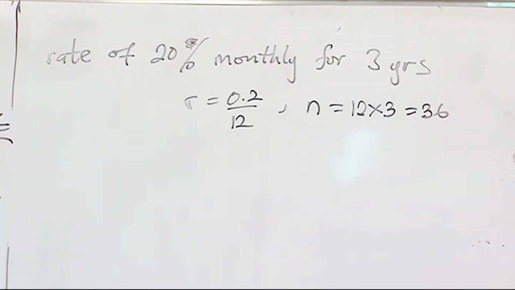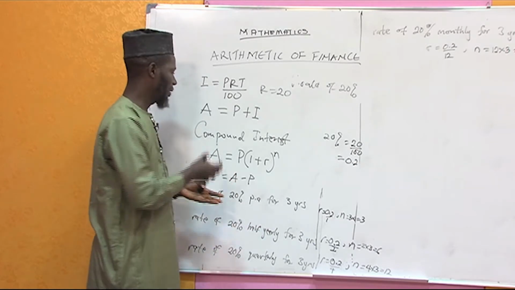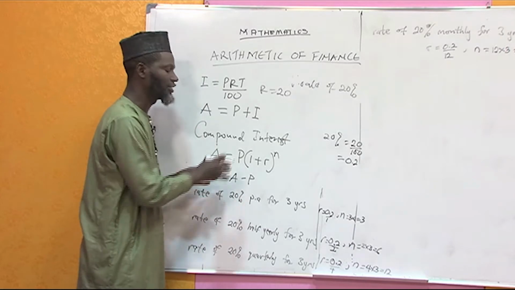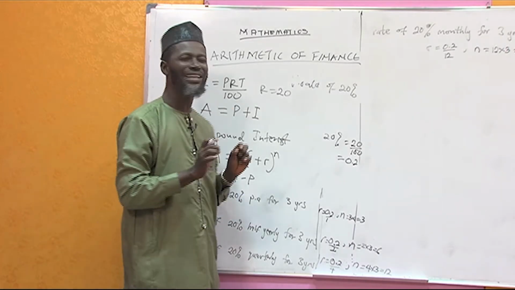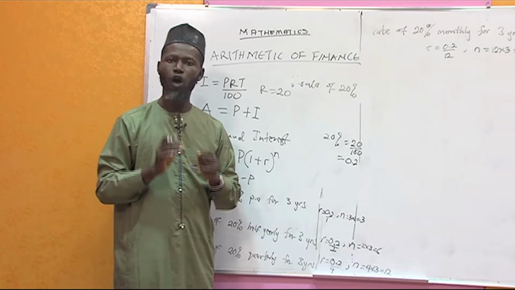So this is how to find the value of your R and n when you're talking in terms of compound interest. And this formula for compound interest is one of the basic formulas for all the formulas that have to do with arithmetic of finance.